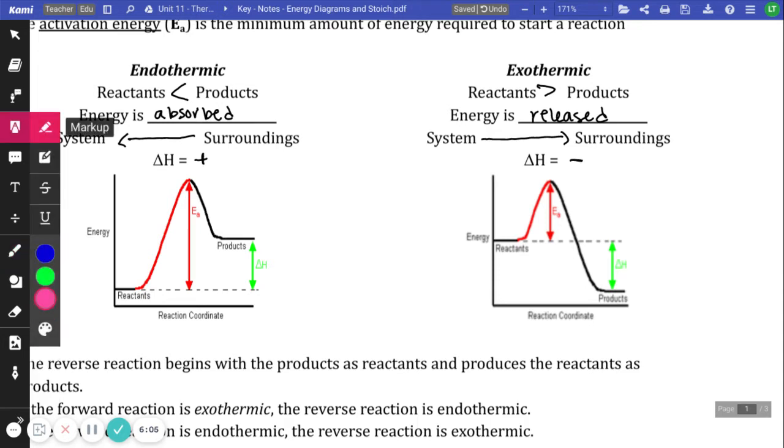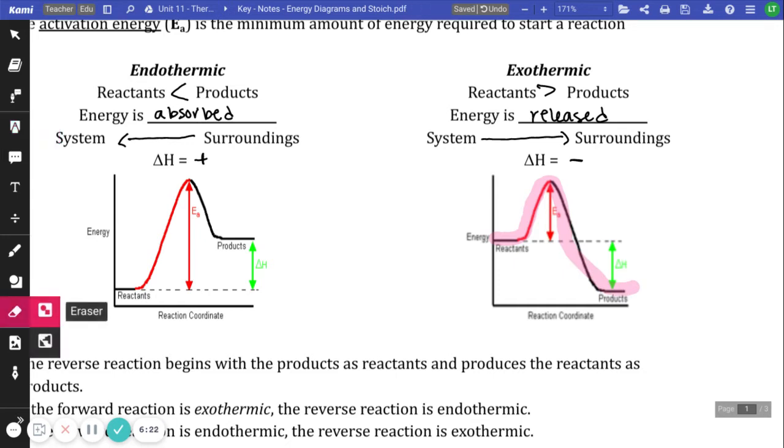Now, I identify this as exothermic because it's exciting. Exo, exciting. I just think it works for me. But here we go. For exothermic, we're just barely climbing up anything. And then, woo, we get to go on a nice, fun, long roller coaster ride. So exothermic is an exciting roller coaster.